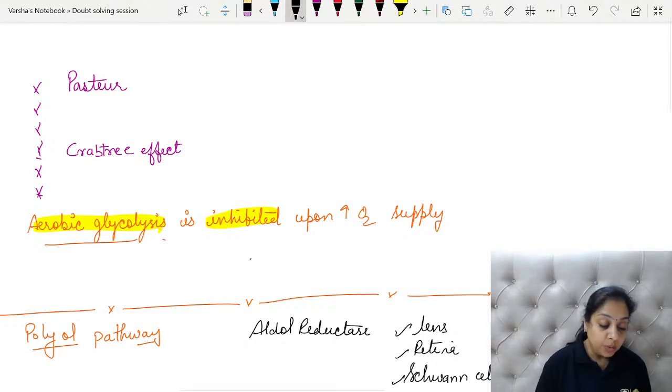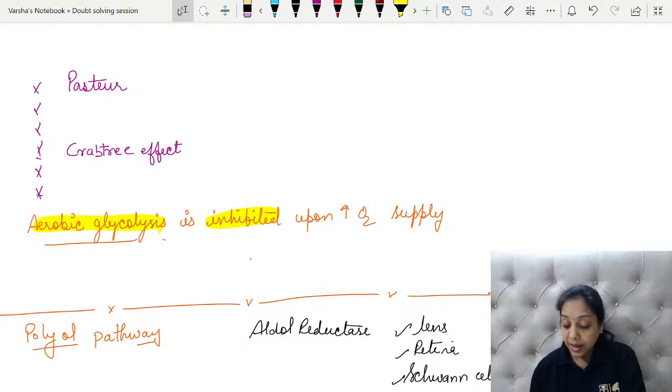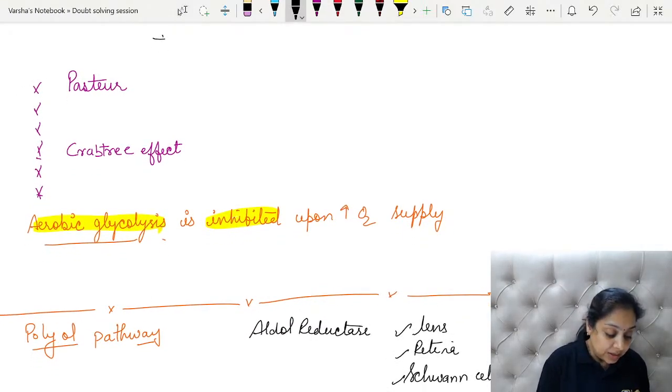And how are you going to memorize it? It's very, very easy if you go back to your high school and try to understand it. Everybody studied the Pasteur effect in school. What did Pasteur say? He was talking about yeast and fermentation.